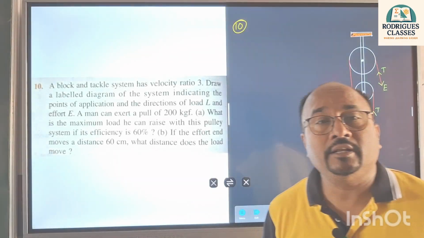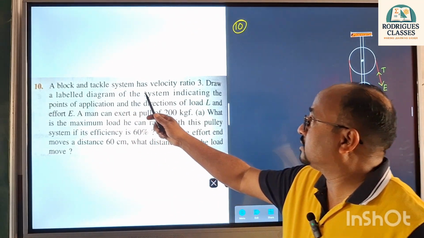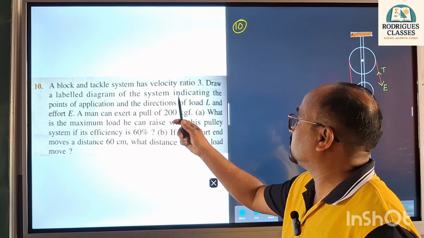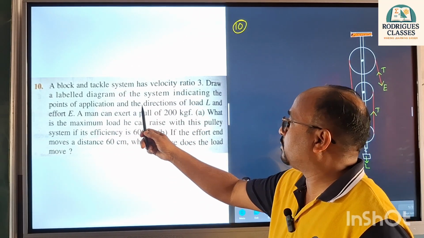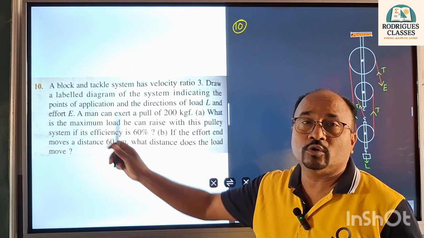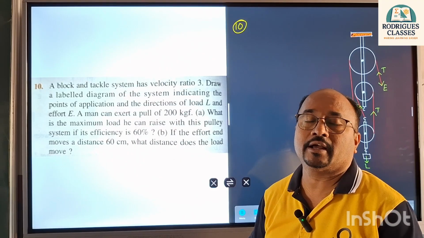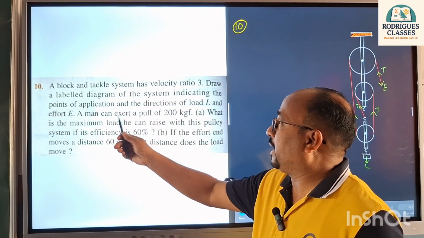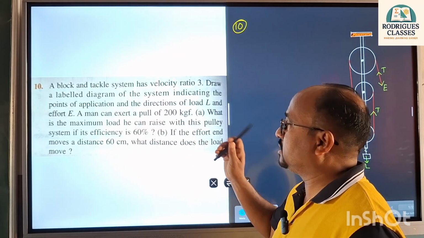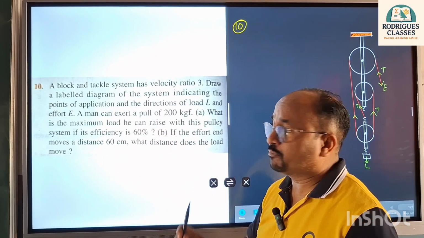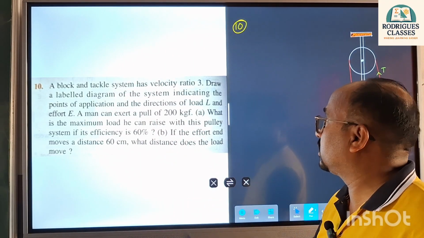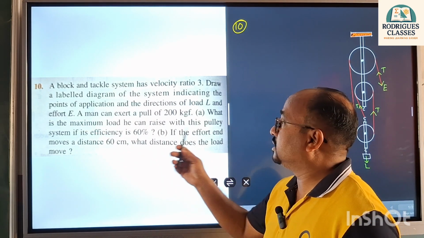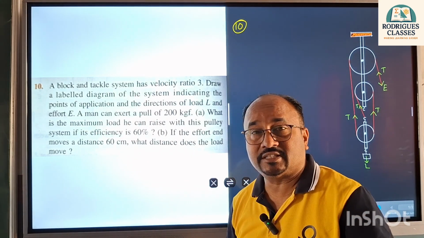Now coming to numerical number 10, it says the block and tackle system has velocity ratio 3. Draw a labelled diagram of the system indicating the points of application and the directions of the load and the effort. So this drawing had come in a numerical earlier also. Okay. Then a man can exert a pull of 200 kgf. So exert a pull of 200 kgf, that is the effort given. What is the maximum load he can raise with this pulley system if its efficiency is 60%.